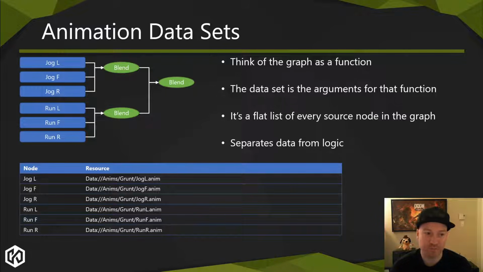I have those slots. So I create my graph, and then I go into a database and fill out those entries, saying, hey, Jog L, it's this animation. Jog F, it's this animation. Jog R, it's this animation. And then when I run the graph, I say, hey, run this graph with this data set. And when we create the instance, we fill out those nodes.